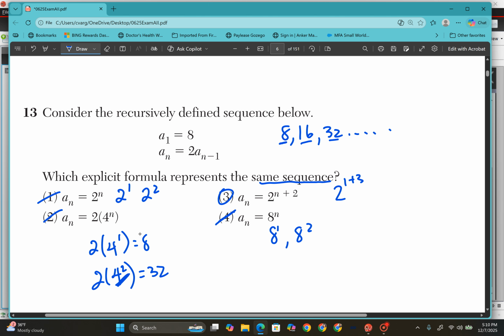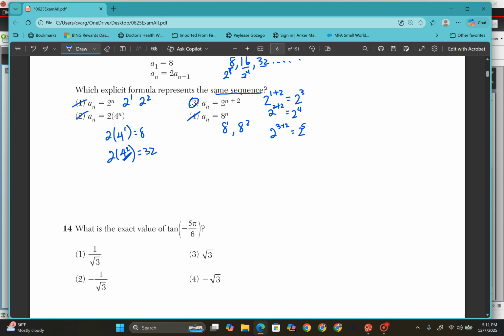And 2 to the, what am I doing? 2 to the 1 plus 2 is the same thing as 2 to the third. So yeah, 2 to the third is 16. That works. And then if I do the next number, 2 to the 2 plus 2, and that is equal to 2 to the fourth. Is this 2 to the fourth? Yes. And then if I do 2 to the 3 plus 2, does that give me the same thing as 32? 2 to the fifth is 32. That works. That better have worked, otherwise I would have been lost. Okay. So which one is the same?